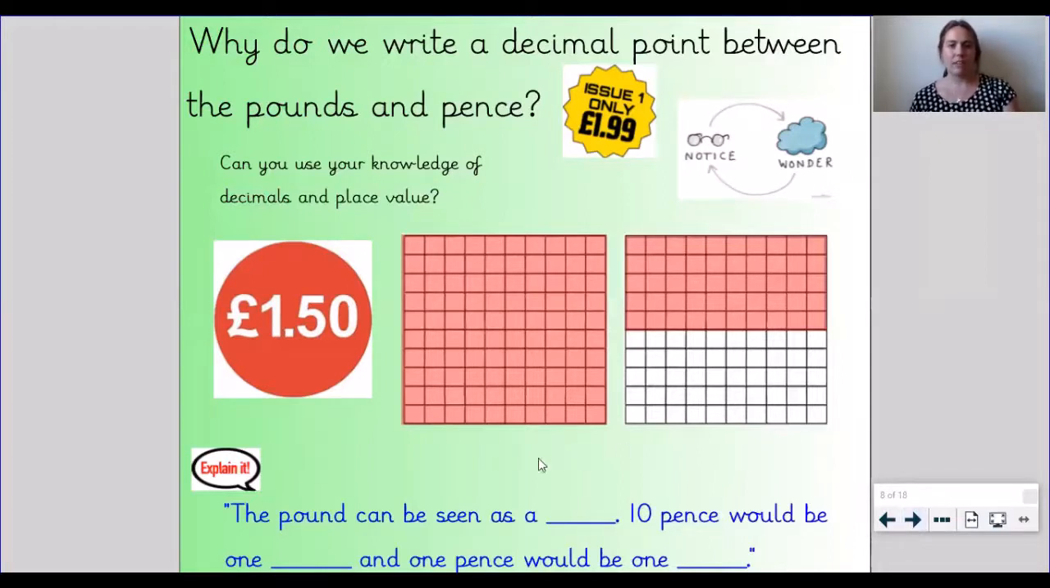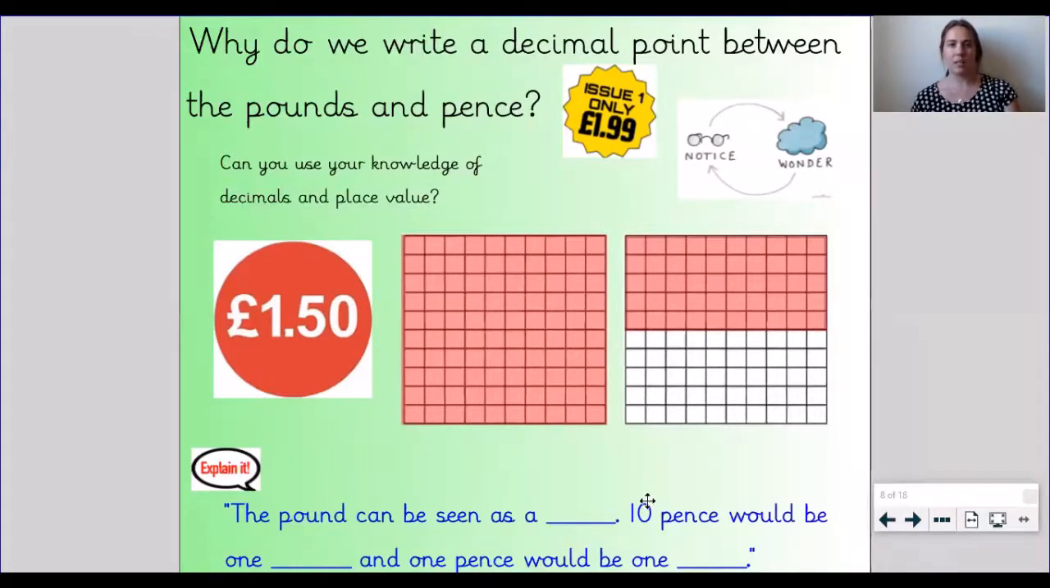So if we have a look now at this sentence at the bottom, the pound can be seen as a whole. If we have a look here, we've got a hundreds chart. It's all filled in, so all 100 are filled in. The whole thing has been filled in. So the pound can be seen as a whole. 10 pence would be a tenth, and 1 pence would be a hundredth. Okay, so we've got a tenth and a hundredth there.